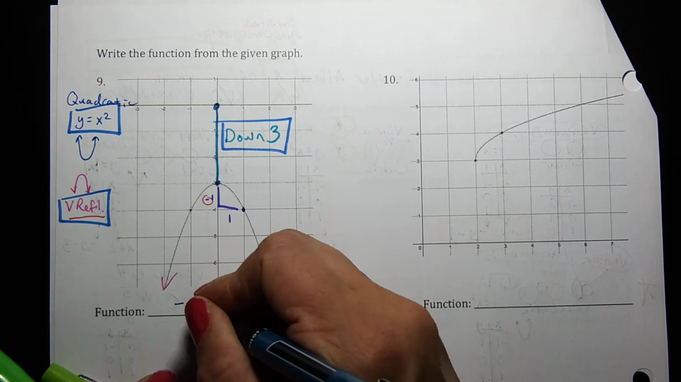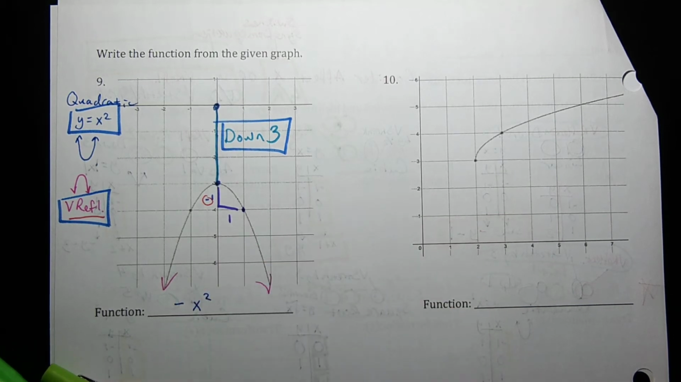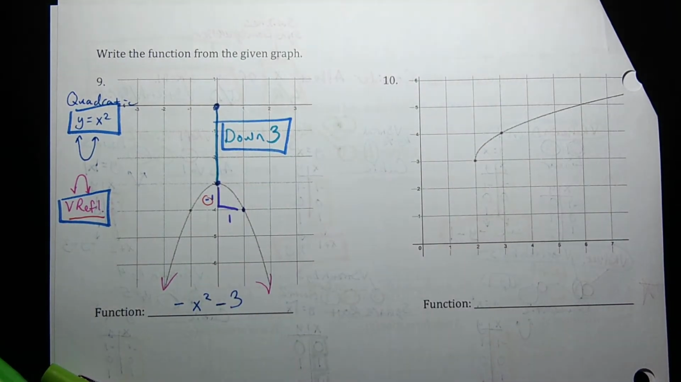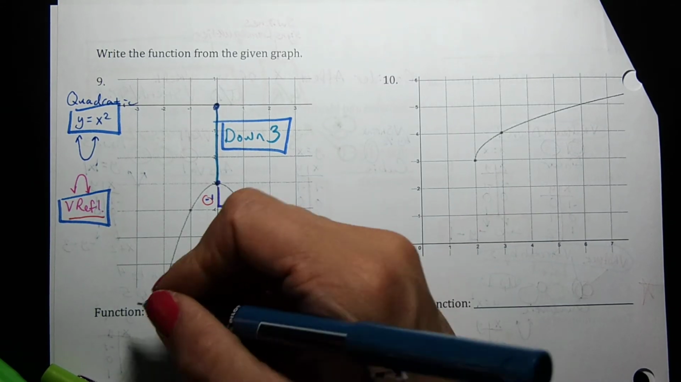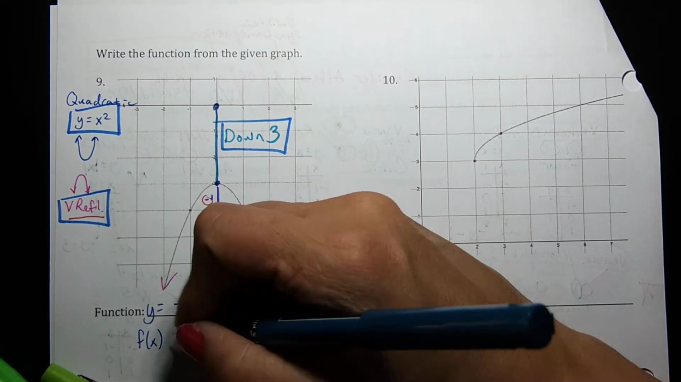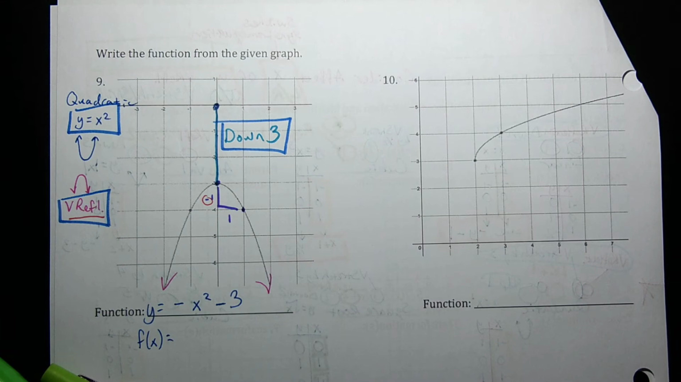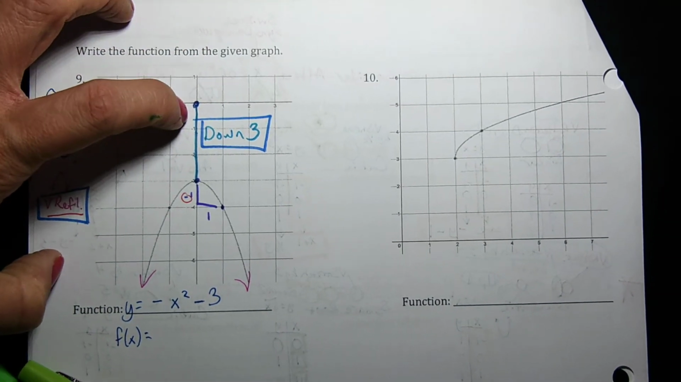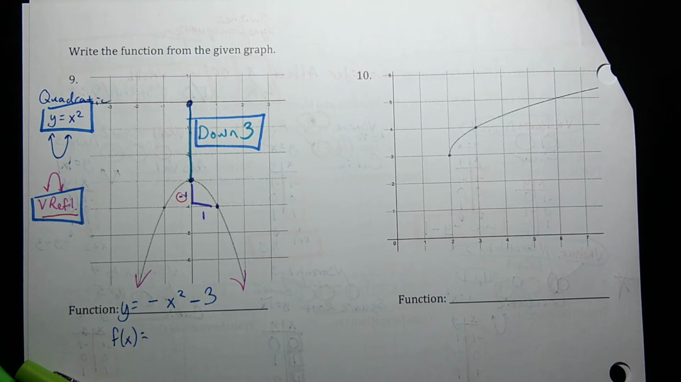So negative x squared. How am I going to say down 3? Minus 3. And why is this not right? I heard someone say it. What else do we need? Y or f of x. Either is good, but folks, this needs to be an equation. It's a little detail, a fussy little detail, but we want to be fussy here. We want to make this an equation. Folks, any questions on that one?